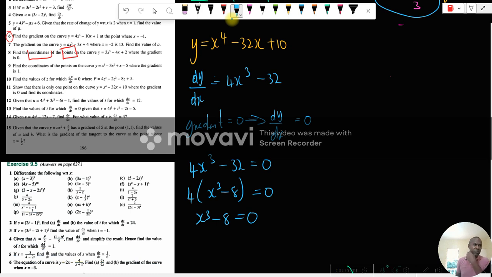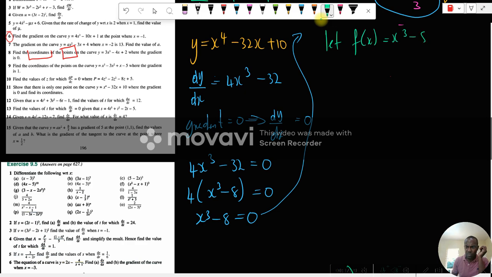Now, probably at this level, you have done factor theorem. Whenever you do a particular topic in any subject, especially in advanced, you cannot just forget about it because it may come back in subsequent topics. Here we are looking at differentiation, and we end up with a polynomial that we need to factorize. To do that, we draw on our knowledge of factor theorem. Let's say f of x is equal to x cubed minus 8.